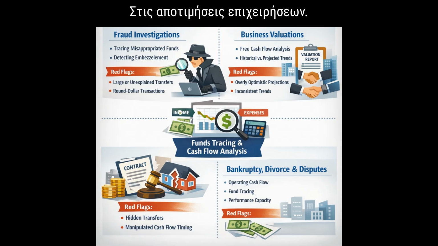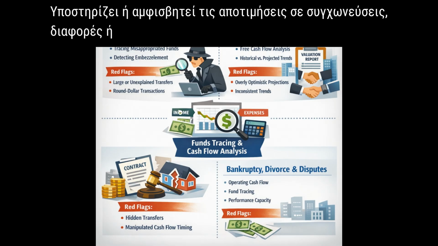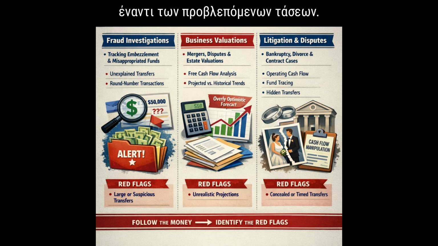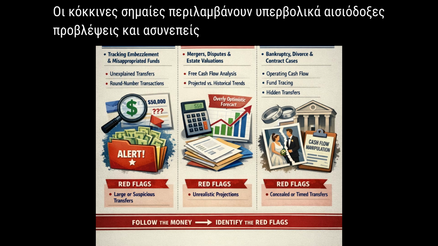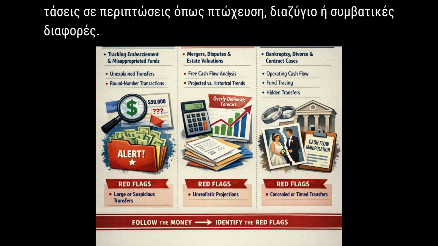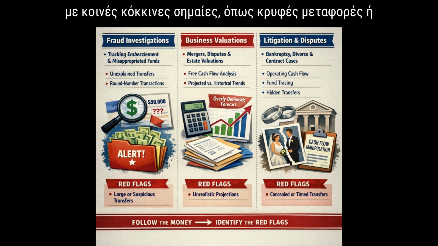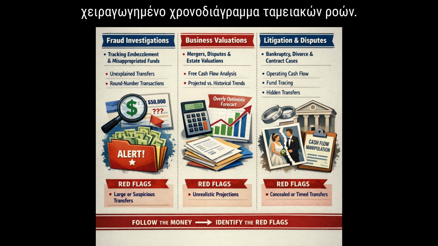In business valuations, it supports or challenges valuations in mergers, disputes, or estate matters, with a focus on free cash flow and historical versus projected trends. Red flags include overly optimistic projections and inconsistent trends. Across cases like bankruptcy, divorce, or contract disputes, key aspects include operating cash flow, fund tracing, and performance capacity, with common red flags such as hidden transfers or manipulated cash flow timing.